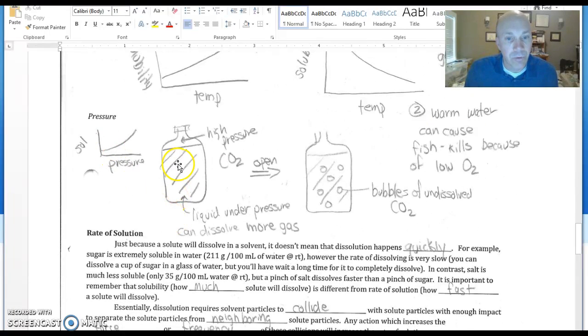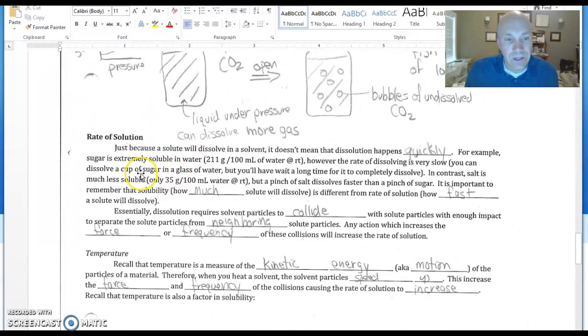Pressure is another factor that affects solubility, and this is only going to affect the solubility of gases in a liquid. The higher the pressure is, the more of that gas will be able to be dissolved in the liquid. This is why when you open up a 2 liter of Coke, the second that you open it, you're going to start to see bubbles. These are undissolved bubbles of carbon dioxide, and they can't dissolve because this is now under a lower pressure. They were perfectly able to dissolve when the bottle was under pressure.